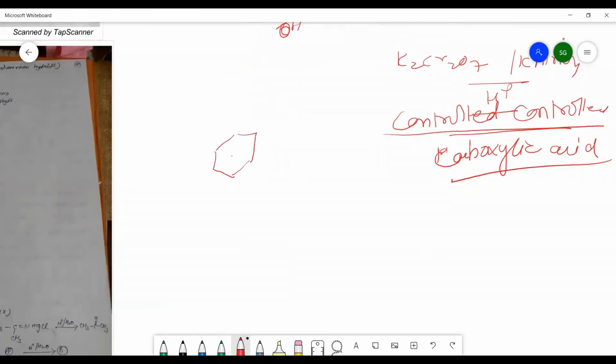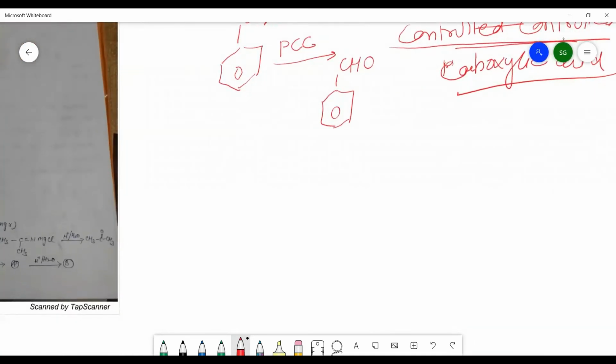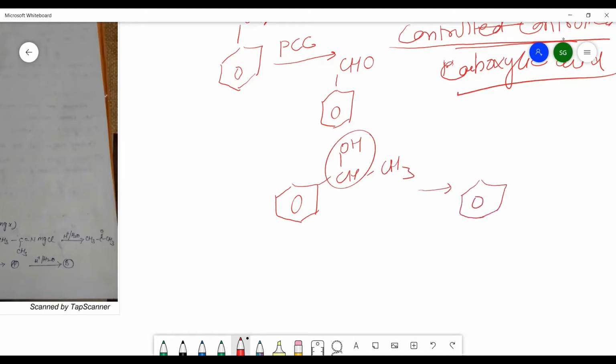Suppose you are doing the reaction with the benzyl alcohol. आपने benzyl alcohol लिया and you are adding PCC to it. So there is a formation of benzaldehyde. Benzaldehyde बन जाएगा. And similarly, if you will take this compound, you can easily see the OH occupies the second position. That is a secondary alcohol, and there is a formation of acetophenone.